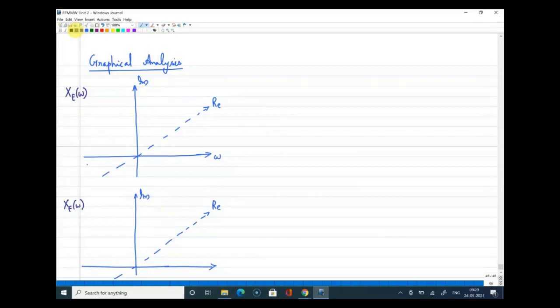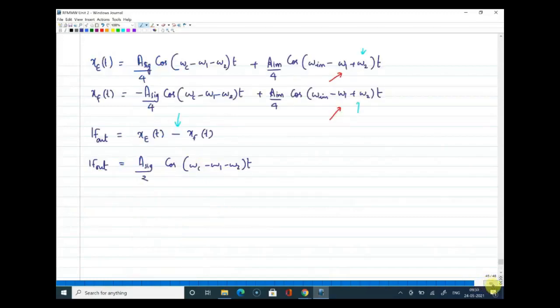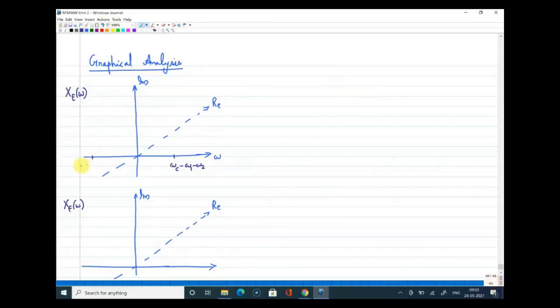So graphical analysis is nothing but, since we have the equations with us, I am just going to directly draw the image and signal at their frequencies. So at XE and XF, your signal is not at omega C, the signal is at omega C minus omega 1 minus omega 2, and similarly you have the other side, omega 1 minus omega 2. So this is your signal.